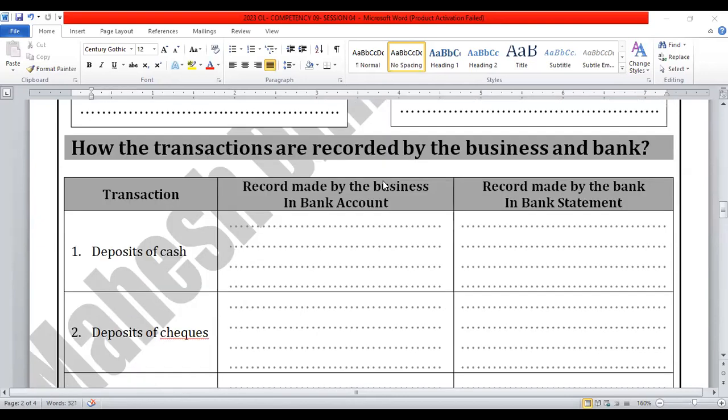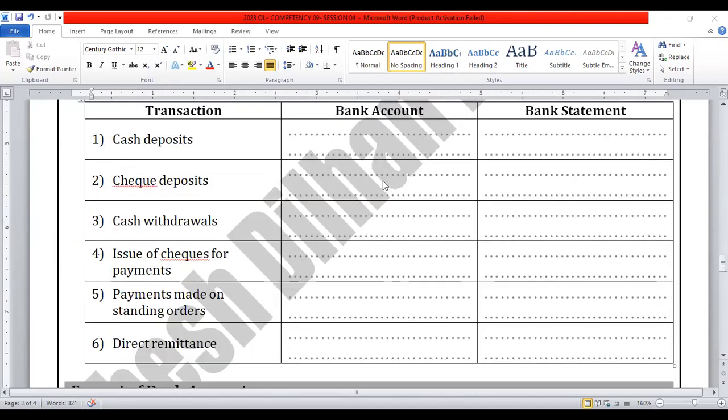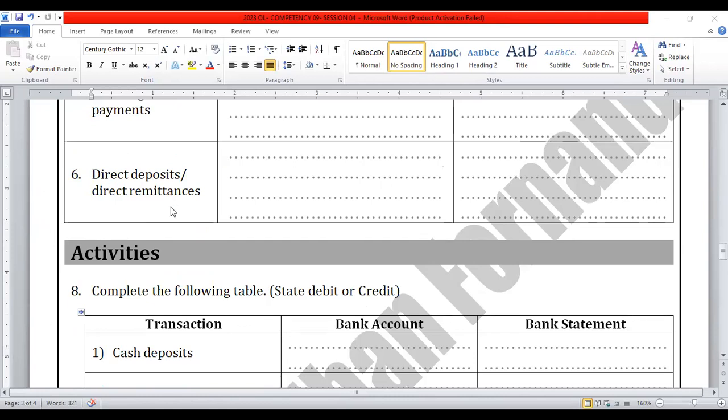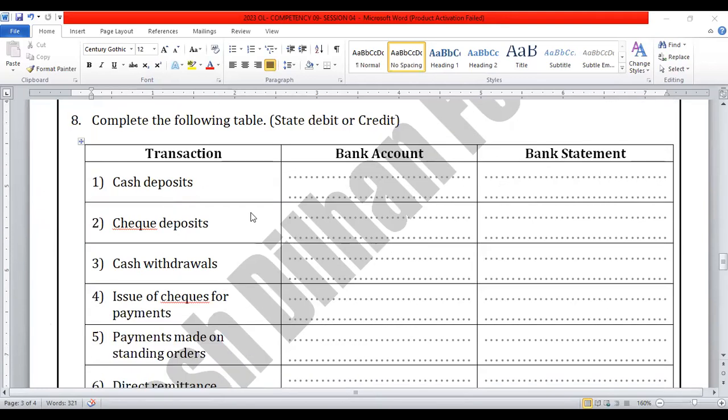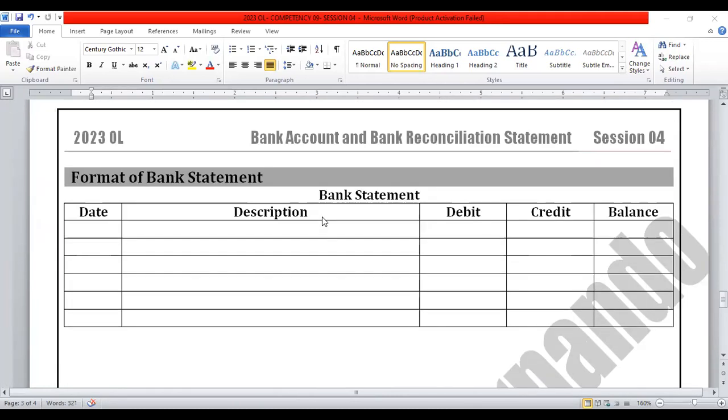And I explained how the transactions are recorded by the business and the bank, debit and credit. Then I gave you the summary of the table, with the last 2 things removed. Then the format of the bank account, which is updated by the business, and this is the format of the bank statement, which is updated by the bank.